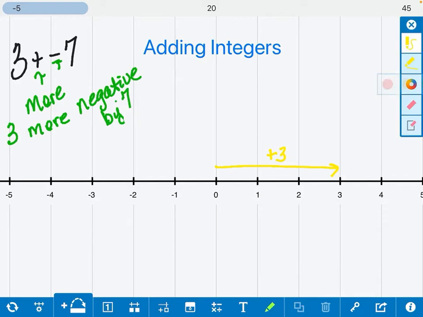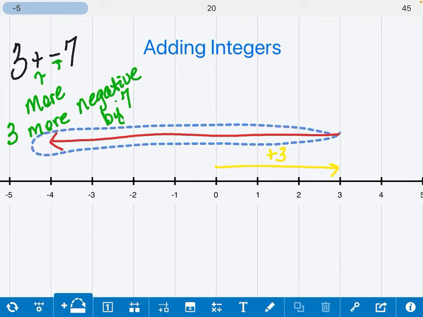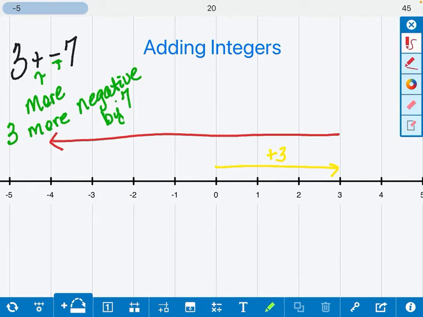I'm going to switch to red because red represents negative, all the way to the negative 4. Remember, we're looking at how long that line is. That line is negative 7, because it's going to the left. Where we end up is always our answer. So we ended up at negative 4. So negative 4 is the answer.